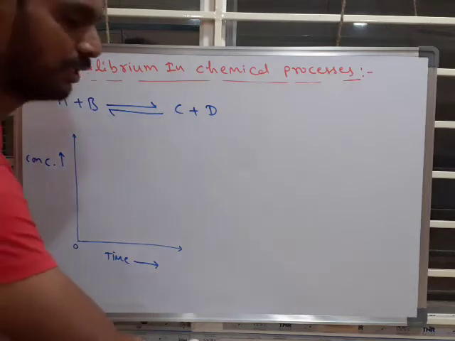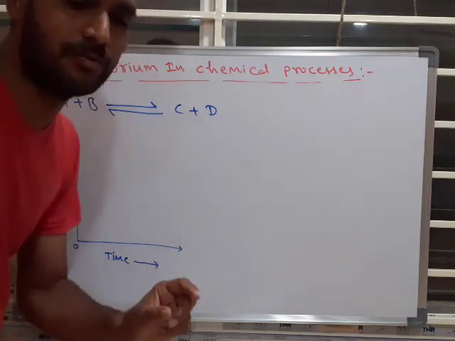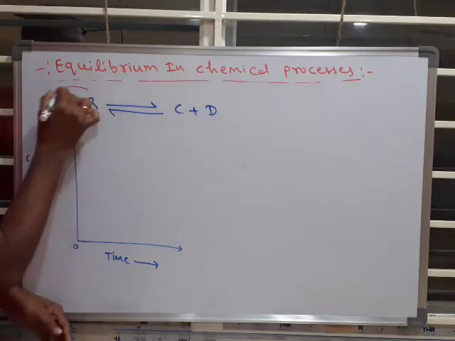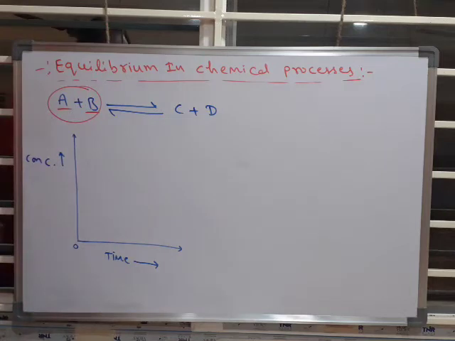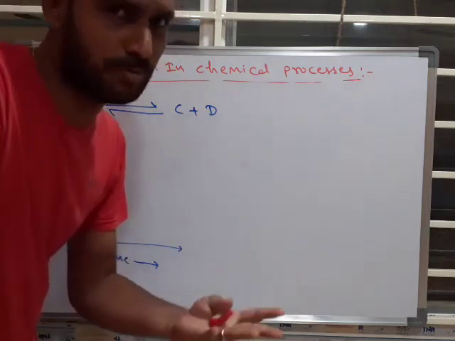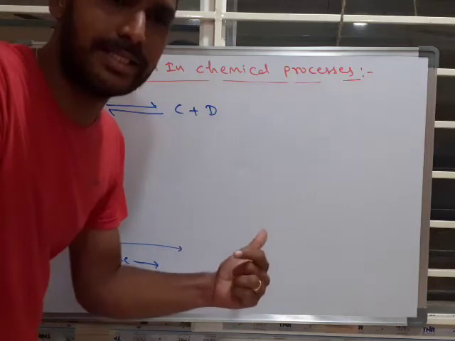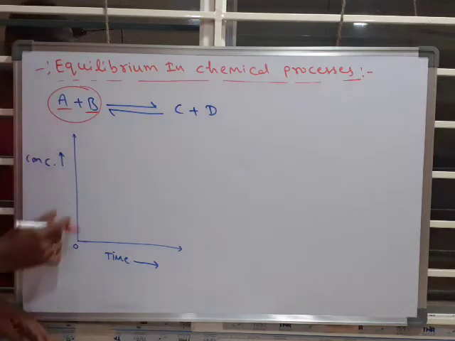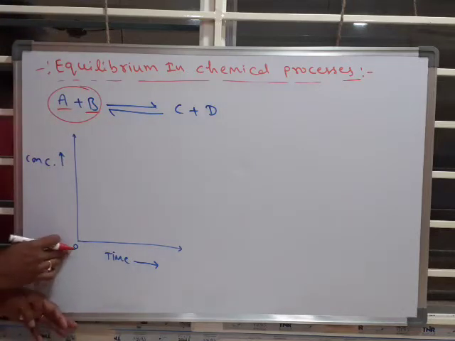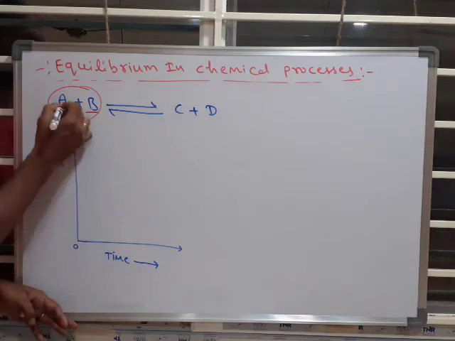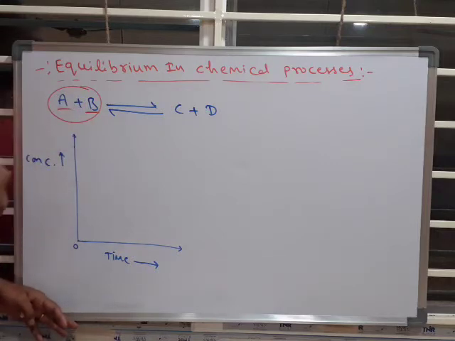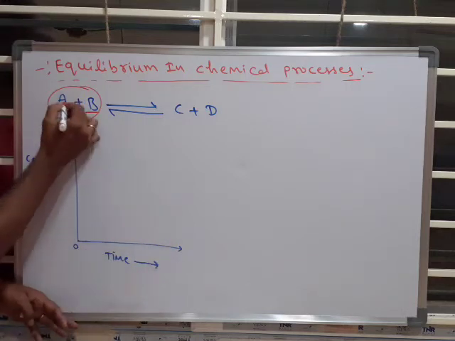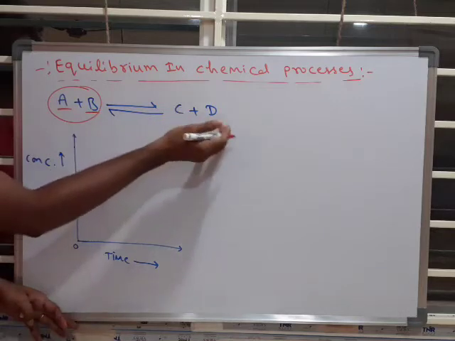So what type of graph? Okay, what type of graph are you thinking? You know that A concentration and B concentration we are taking as the reactants. We can take it in terms of A or in terms of B. In reactants, if A decreases then automatically B also decreases, because they are on the reactant side. So at the start, at 0 time, the concentration of the products is 0 and the concentration of the reactants is highest. As the time increases, second by second, the concentration of A and B decreases.